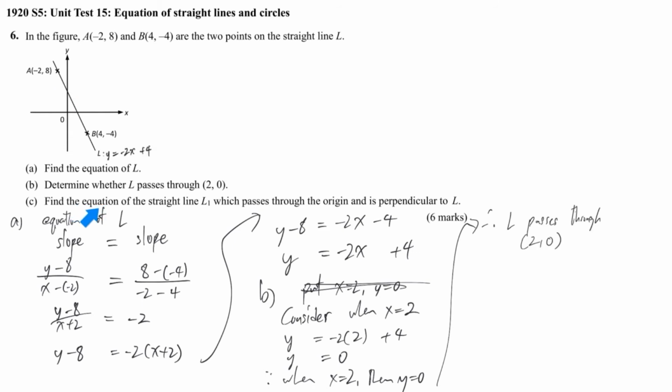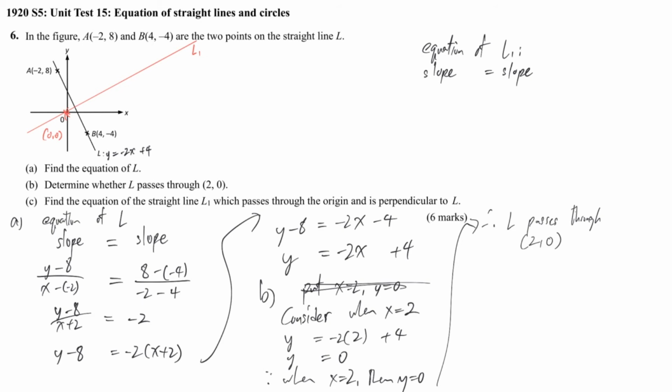In part C, they ask us to find the equation of straight line L1. That means there is another straight line. And this straight line passes through the origin, passes through this point, and is perpendicular to our original line. L1 should be like this, and our mission is to find out the equation of this straight line. What we know is it passes through the point (0, 0). And since they are perpendicular, the slope of the original line, that means -2, and the slope of L1 is related. Again, our target is to write down slope equal to slope.